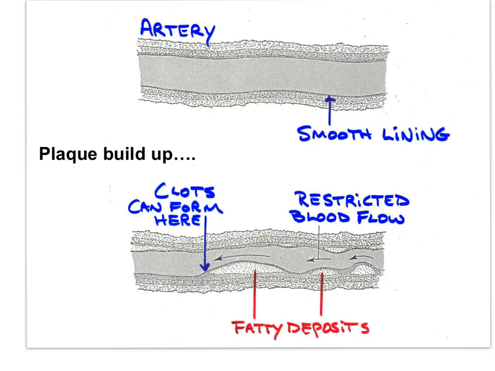In this diagram, you can see the development of the occlusion in the artery. Plaque builds up along the wall, reducing the width of the lumen of the artery.